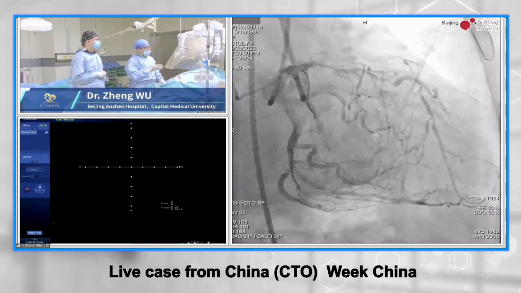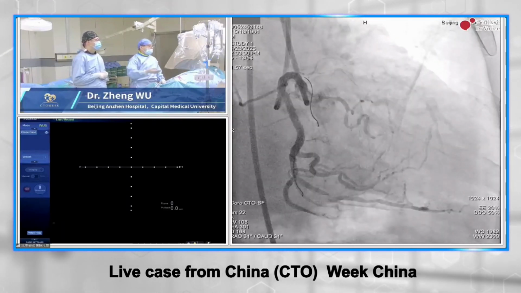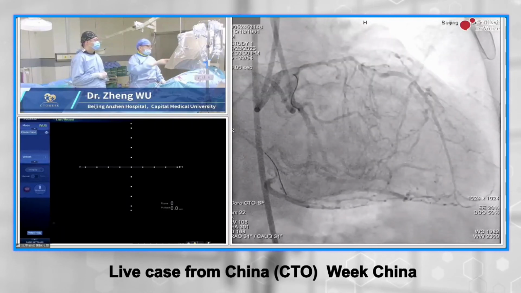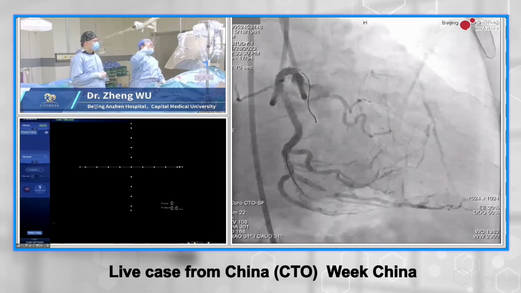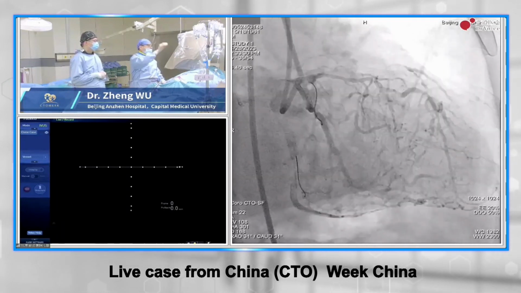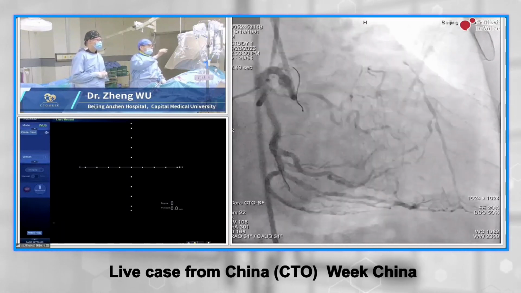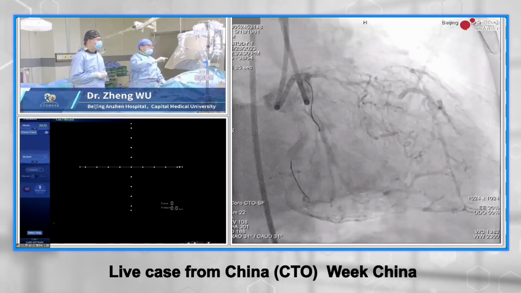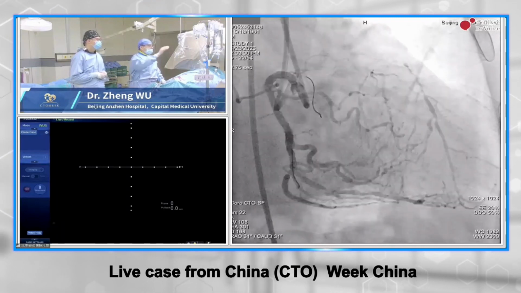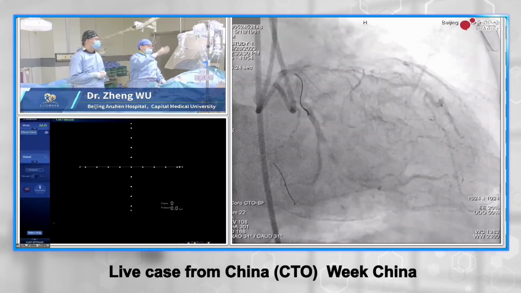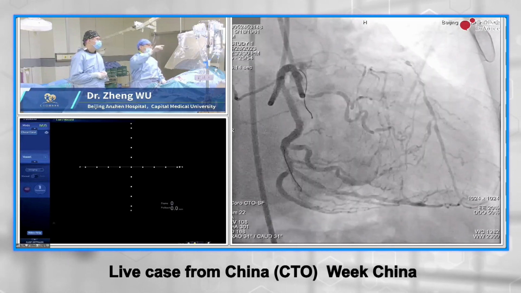And another choice for the retrograde channel is septal. You can see that, of course, there are so many choices from the right side to the left side from the septal channel. But all the septal channels connect at a relatively high level of the LAD, maybe in the segment of the LAD CTO segment. So I think even if I can cross it from the septal channel, maybe it cannot be used just because the channel connects so high, not to the distal cap of the CTO lesion.